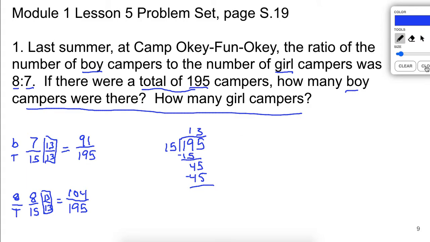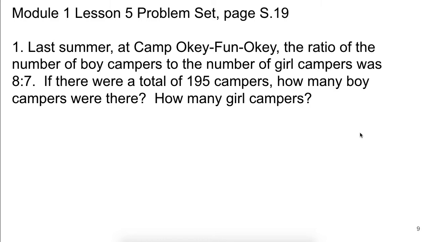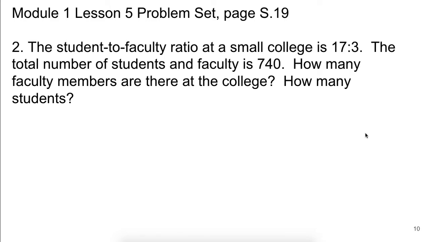Okay, let's look at the next one here. All right, again, try these on your own first, and then if you get stuck, use this video. So pause it, try it on your own first, and then use the video if you need it. So on this one, we have the student-faculty ratio of a small college is 17 to 3. The total number of the student faculty is 740. How many faculty members are at the college? And how many students? They want us to figure out both the students and faculty.